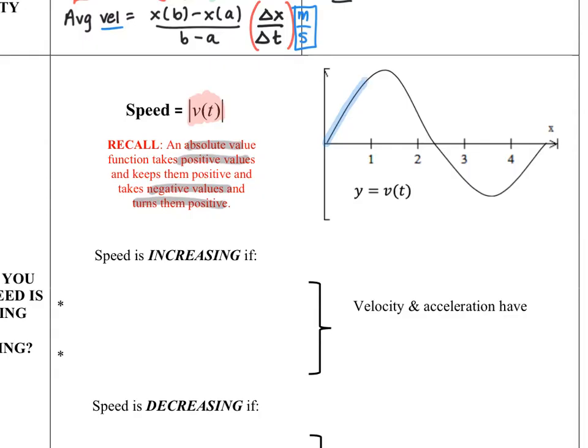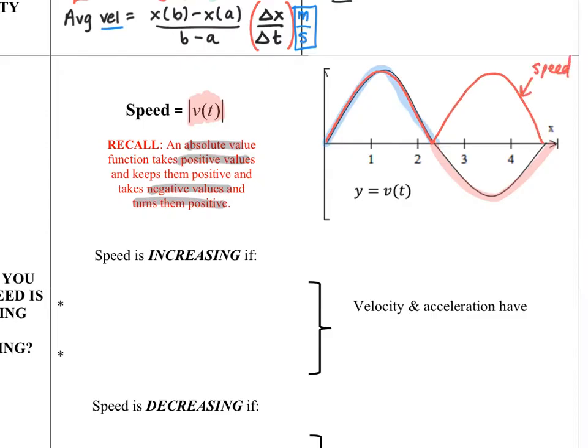So this portion of the graph is positive, meaning above the x-axis, so it's going to stay positive. Any parts that are negative, so down here, these negative parts of my velocity, are going to turn positive. So I'm going to reflect them over the x-axis, and it'll look something like this. So my speed graph actually looks like this, the red one that I have graphed. So that one is speed.